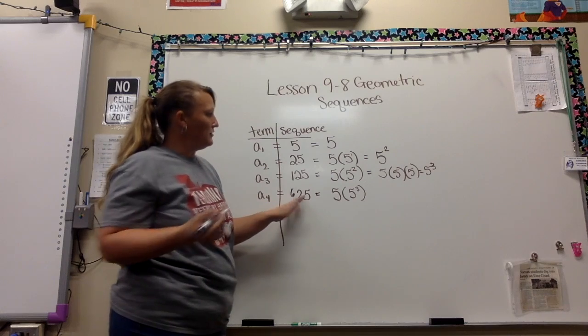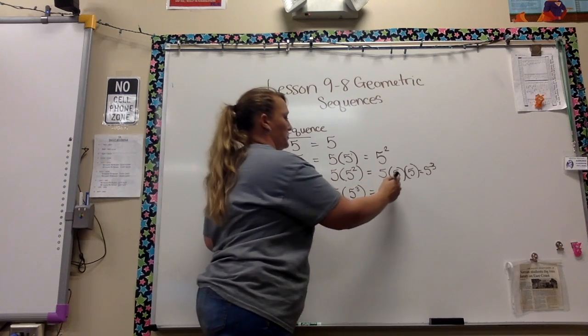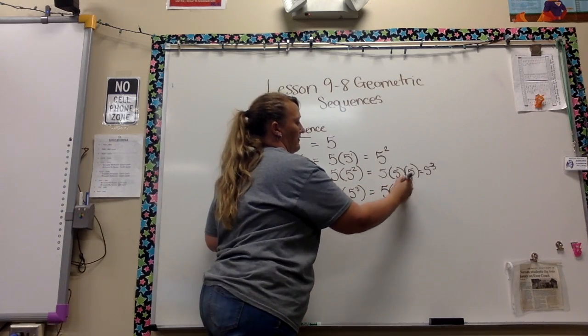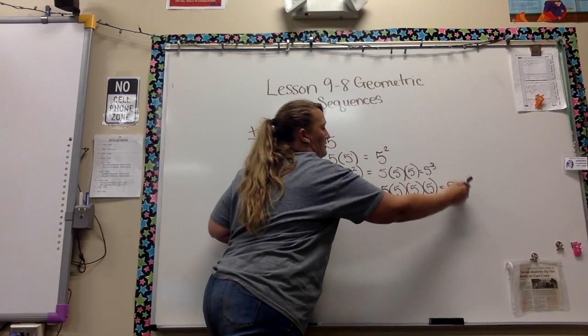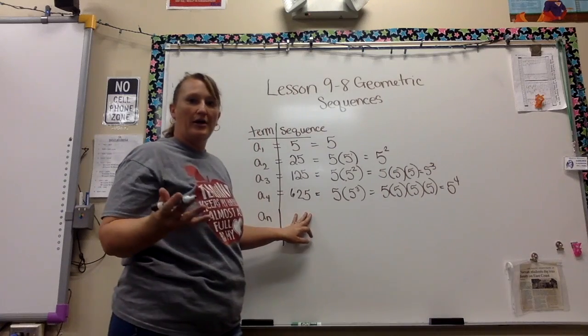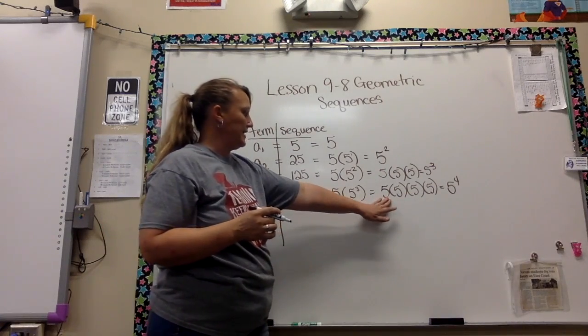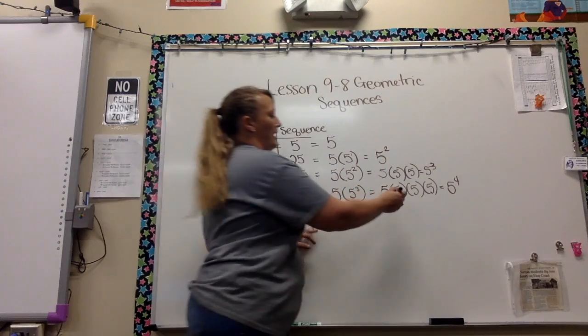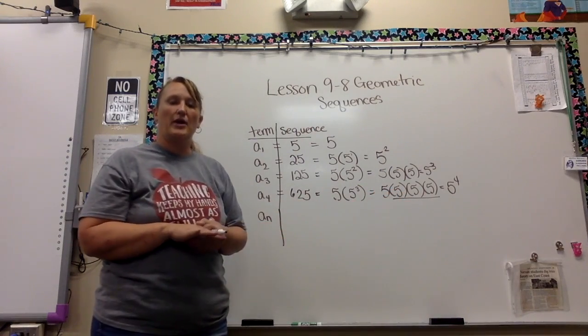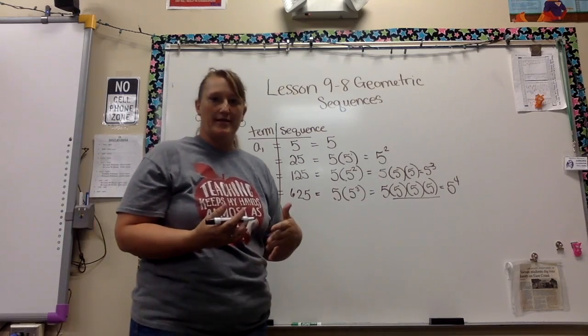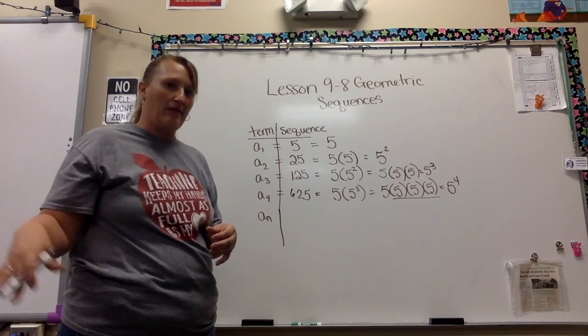And then to do 625, same thing. 625 would be 5 to the 4th power, 5 times 5 times 5 times 5, which is 5 to the 4th power. Well, I can break that down a little bit, and I can take the original 5 and put it here, and I still have the 5 to the 3rd here. Now, why in the world would I want to do this? Well, we're trying to create that equation that's going to work every time.